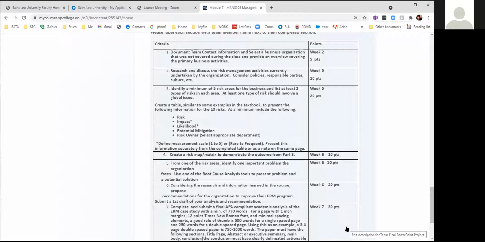But the whole paper is just one topic, right? Yeah, for the risk management plan, you only have to look at one thing.